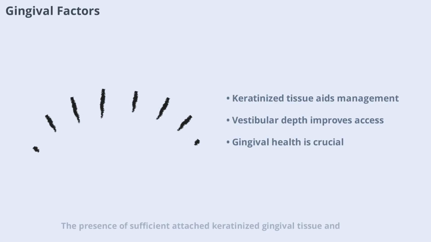The presence of sufficient attached keratinized gingival tissue and adequate vestibular depth is important for managing the furcation area. These factors facilitate gingival management and improve access for instrumentation. Without adequate gingival tissue, treatment may be more challenging and healing less predictable. Ensuring proper gingival health is a key step in the overall management of furcation involvement.